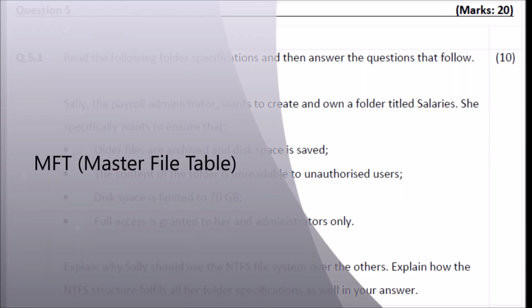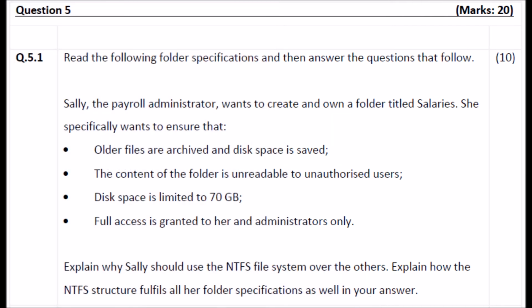So in essence, when you look at those 6 distinctive advanced or major improvements, if you look at it from a different perspective, the question is asking here that this particular individual is looking at creating a folder, and as far as this particular folder is concerned, all the files are archived and disk space is saved. The second thing that they need to take into consideration is that the content of the folder is unreadable to unauthorized users. The disk space is limited to 70 gigs. And then lastly, full access is granted to her and administrators only.